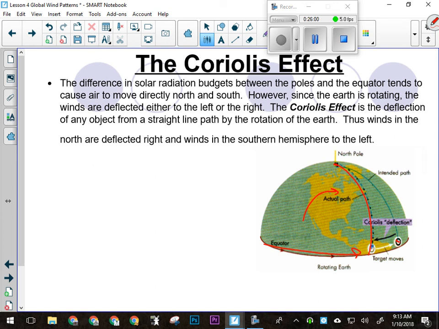Now, remember, winds are named by the direction they come from, not the direction they go to. So a wind that blows to the east is actually a westerly, and one that blows to the west is actually an easterly.